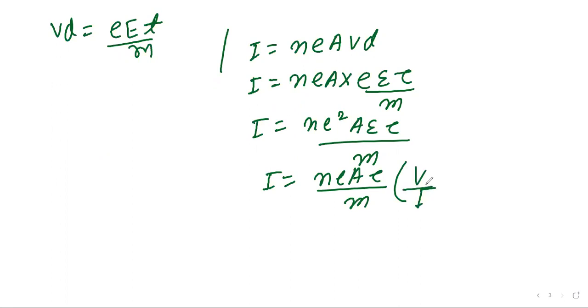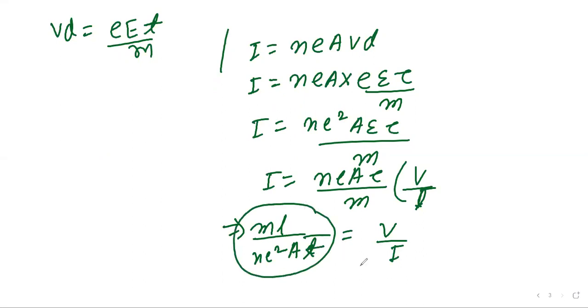E is V upon L. So m L upon n e square A tau. Tau, that is t, is equal to V by I. So V by I is nothing but your R, right?